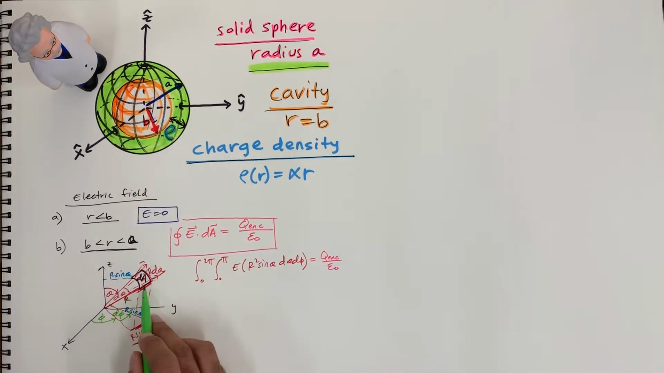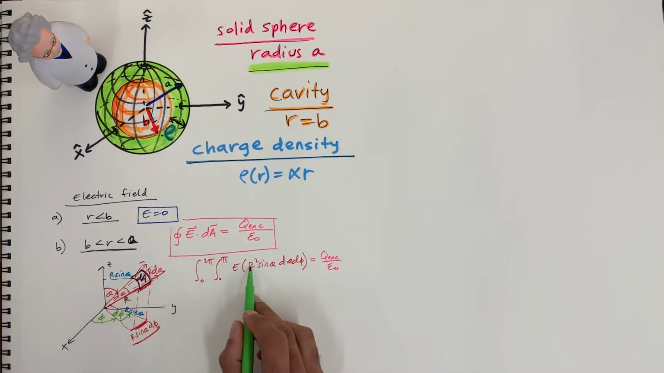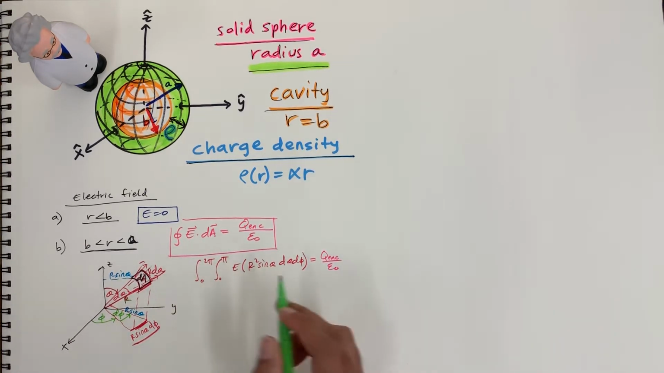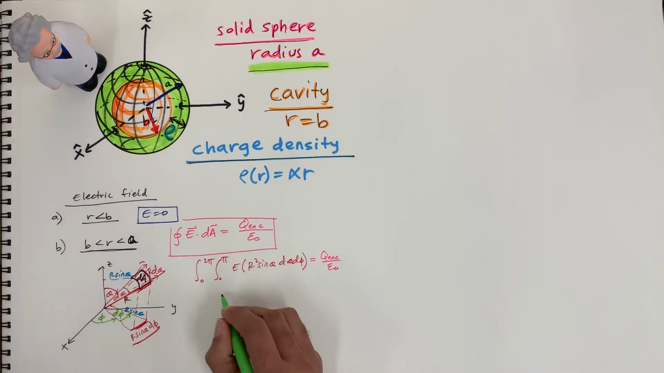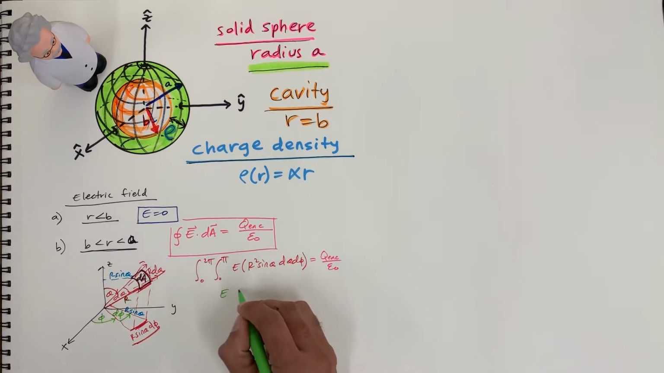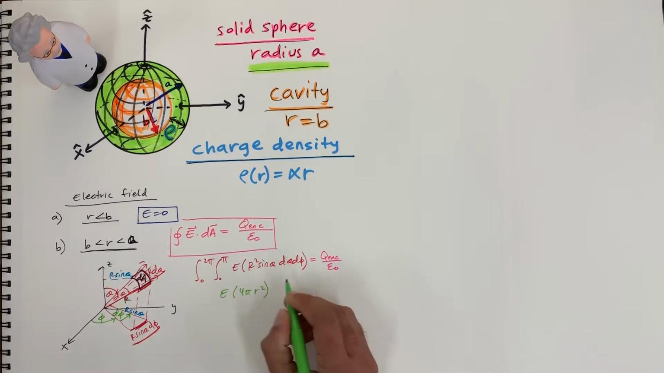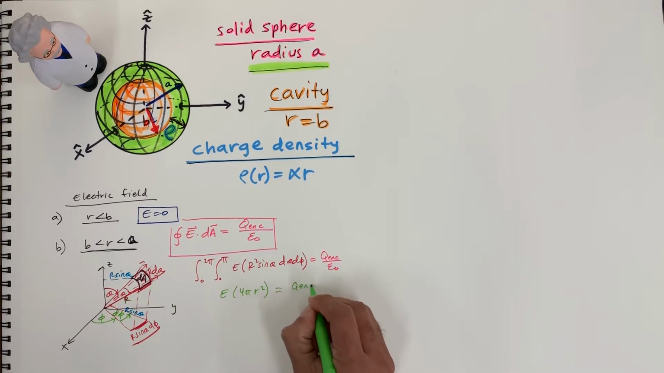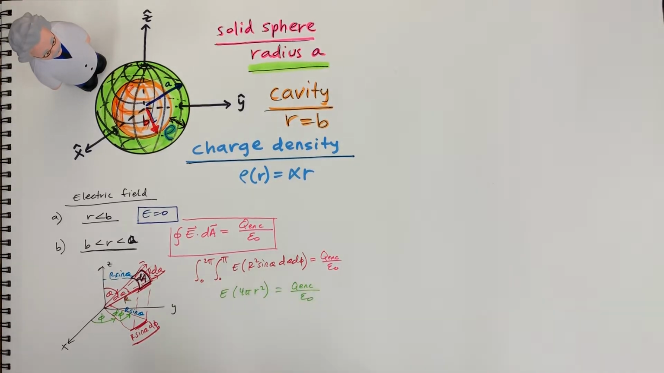And so we don't have a fixed R, and so for that case I can write this as a lowercase r. Okay, I could take the E out, and we already know what this is going to become from the previous video. So 4 pi r squared equals q enclosed over epsilon naught. All right, so from here we need to figure out the charge enclosed.